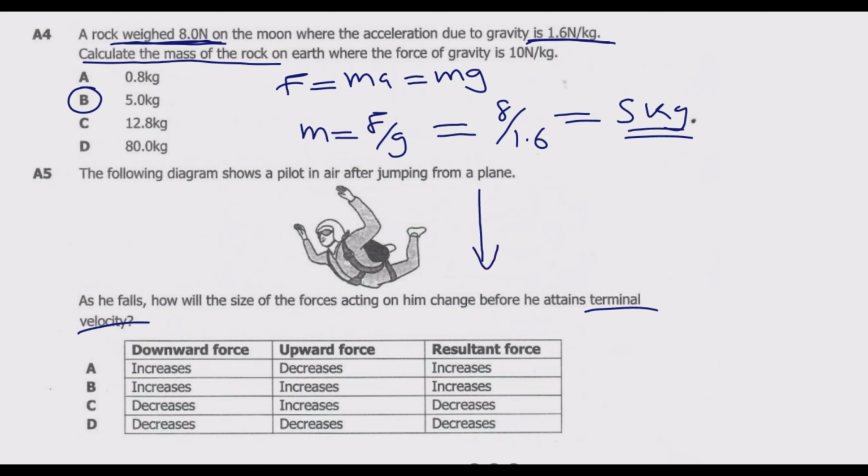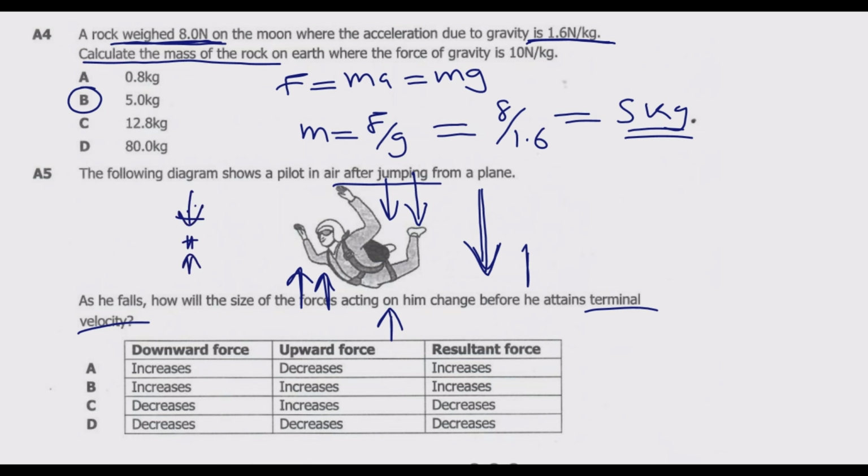Before it reaches the maximum, the velocity is increasing, meaning it is accelerating at the first time it jumps. Now what will happen is the downward force will start reducing. Then the upward force is pushing against him. This downward force will be reducing, then the upward will be increasing until the point where these two are equal to each other.